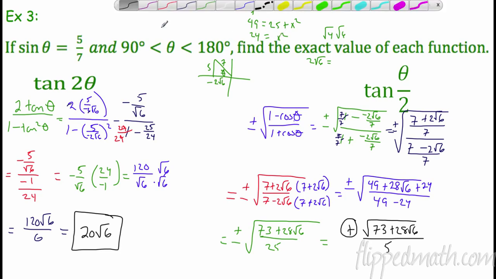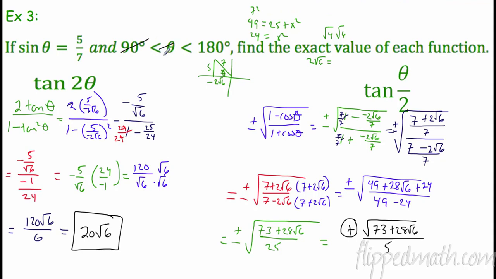Let's take a look. We are between 90 and 180, so if we are doing half of that, we are between 45 and 90. When we're in quadrant 1, quadrant 1 for tangent is positive. That's why we're positive for that one. Alright, so check that out.